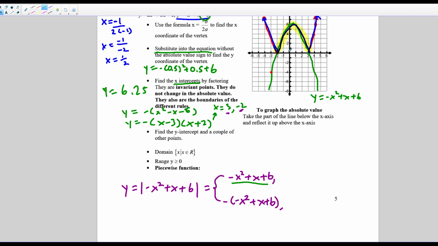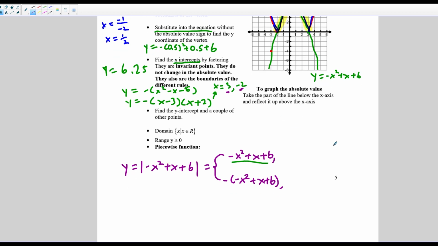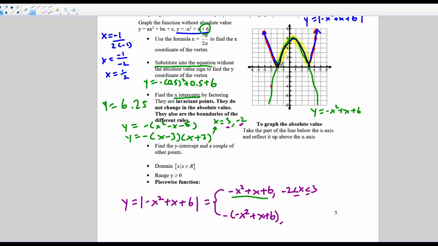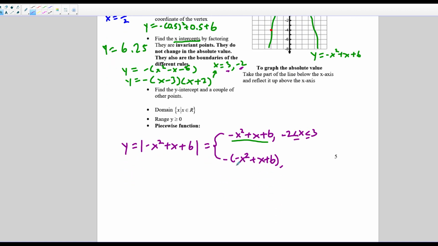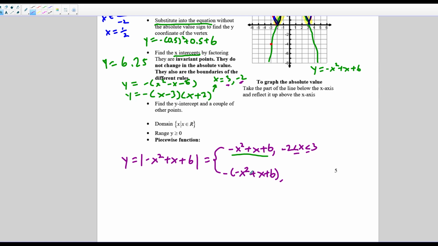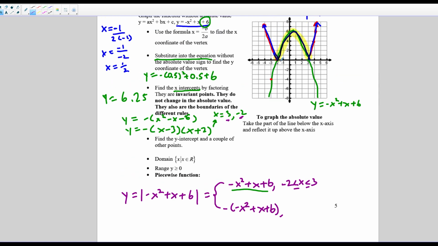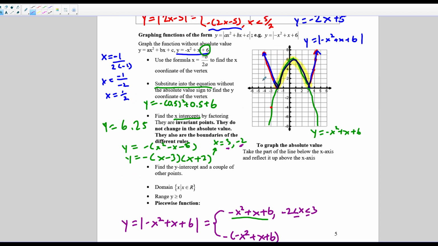So you can see here, all of this would give us a positive y value. So we can go ahead and say that as long as our x value is in between -2 and +3, and yes, it can equal either one of those values, we're going to have positive y values.